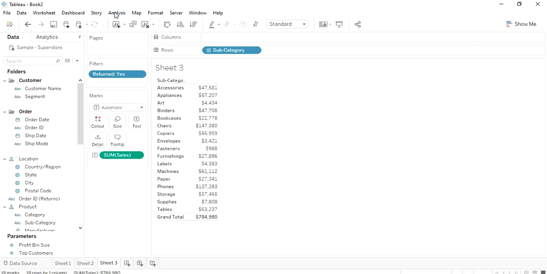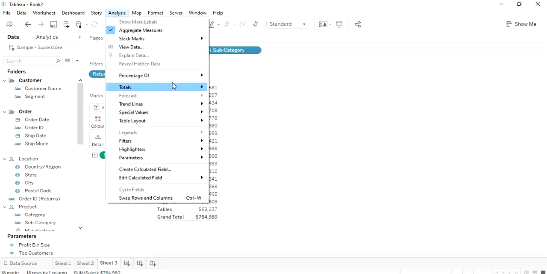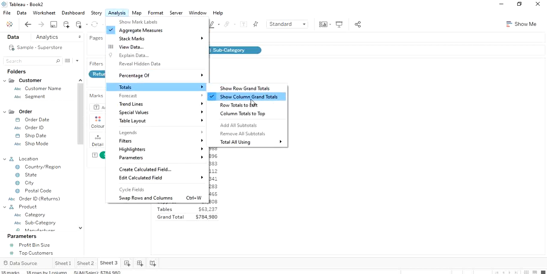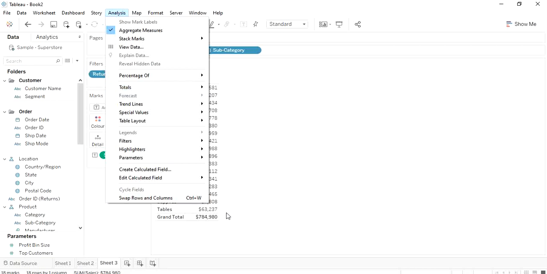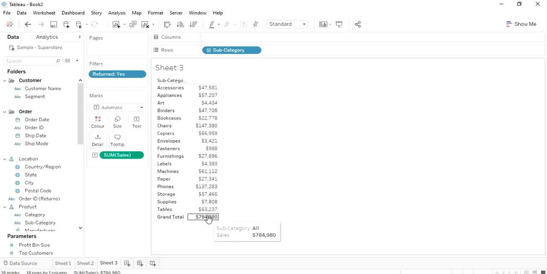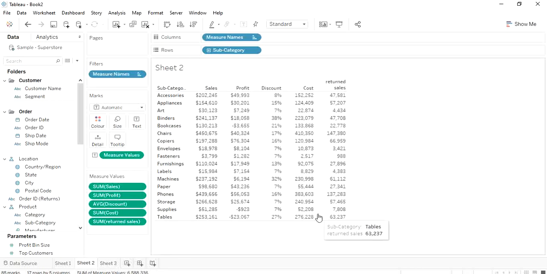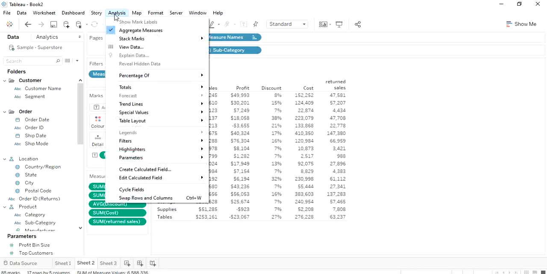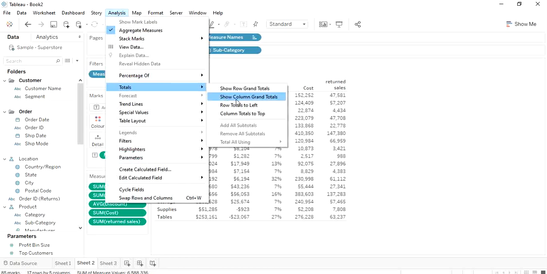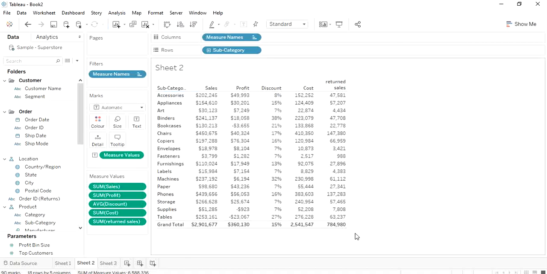If I want to calculate the total returns value, I go to totals analysis, and come to total, show column grand total. So it will give you the column grand total. The column grand total return is 784,000, and here also we get a total of 784,000. So yes, my calculation is correct.